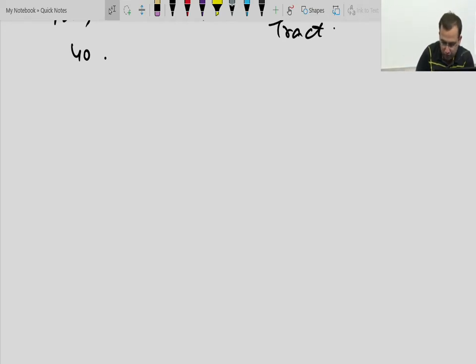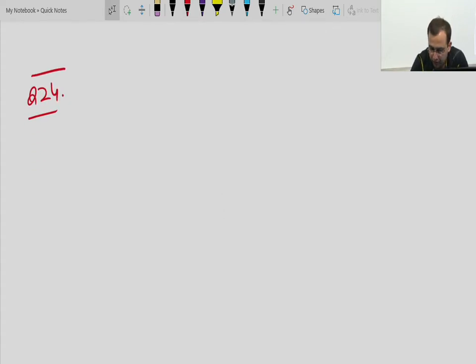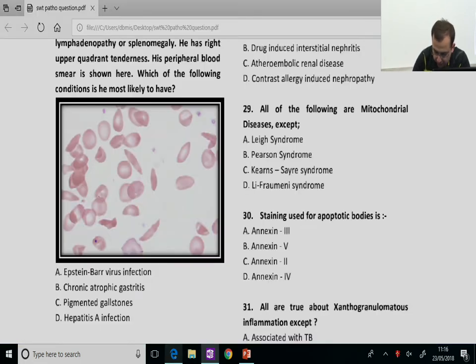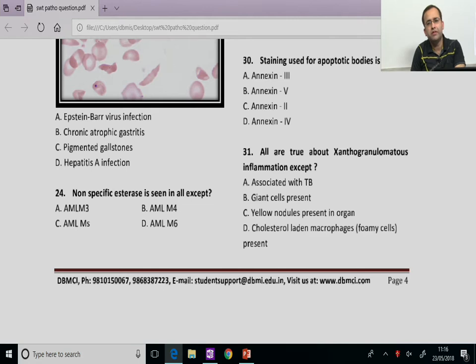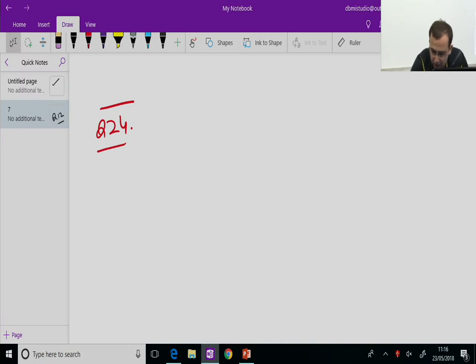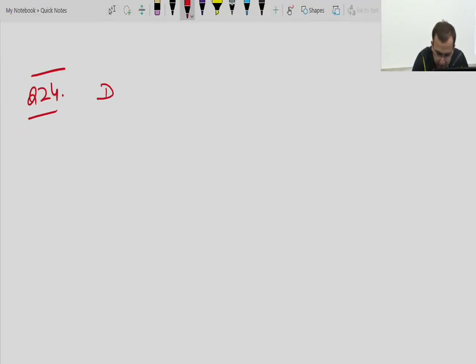Okay, so this gets us to the next question, question number 24. NAC, non-specific esterase, is seen in all except, and the answer is D, that is AML M6.